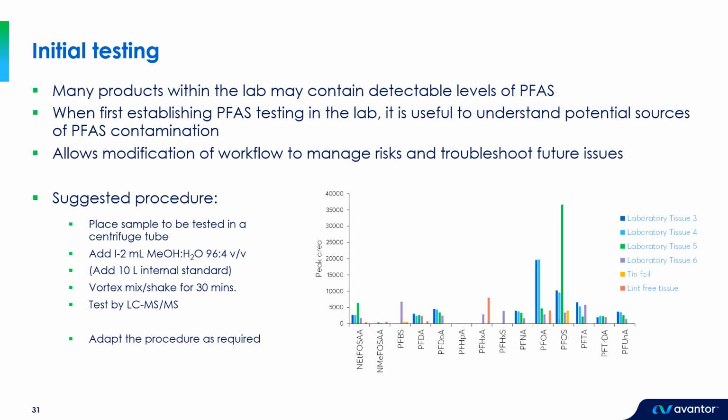One source I found quite interesting was lab tissue, which we used quite extensively for various purposes. These are made from recycled paper. So what we actually found was not only did every sample we tested contain extractable PFAS, but the distribution of PFAS varies quite considerably, presumably due to differing content within the paper being recycled.